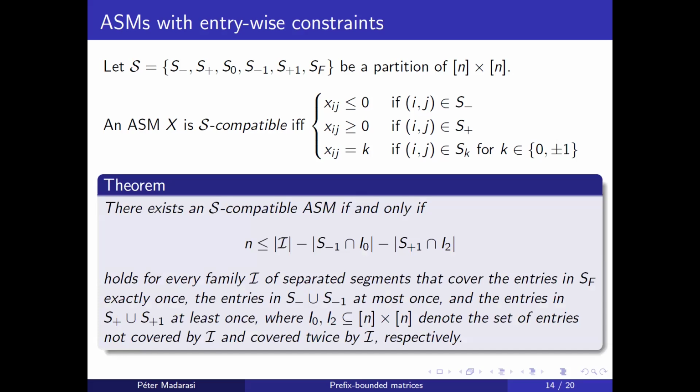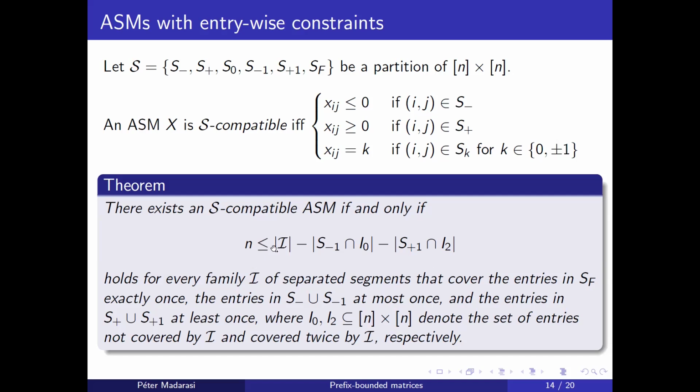And here is the characterization. There exists an S-compatible ASM if and only if this inequality holds for every family I of separated segments that fulfills certain covering properties, namely every entry in S^F must be covered exactly once, the entries in S minus union S1 at most once, and the entries in S plus union S plus 1 must be covered at least once. We also define two sets. I0 will be the set of entries that aren't covered at all, and I2 will be the set of entries that are covered exactly twice by the system of segments.